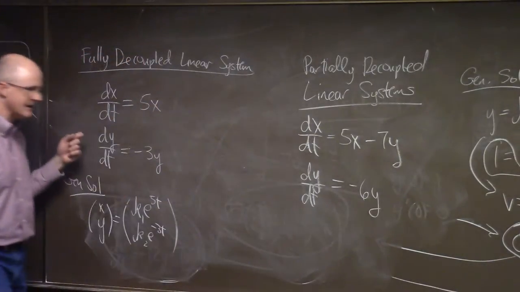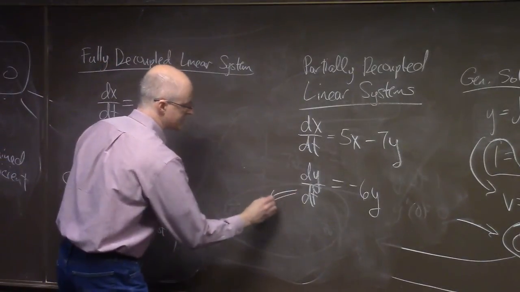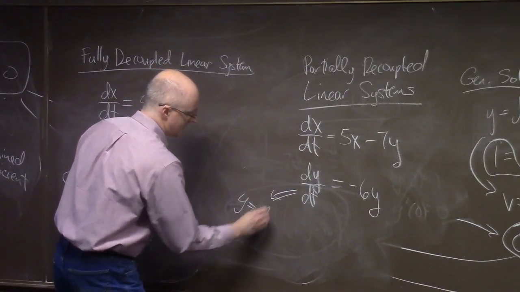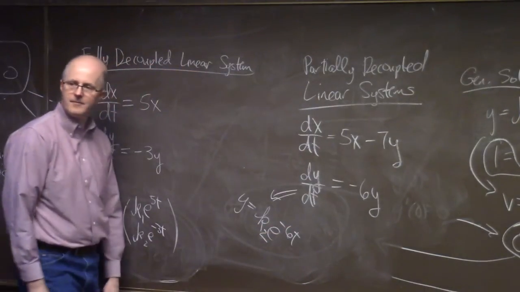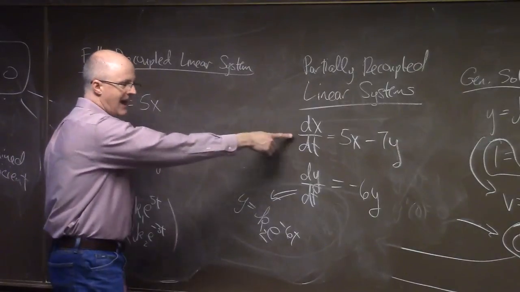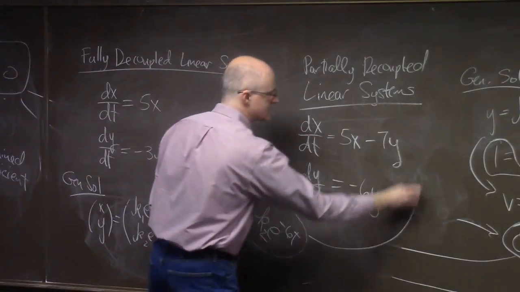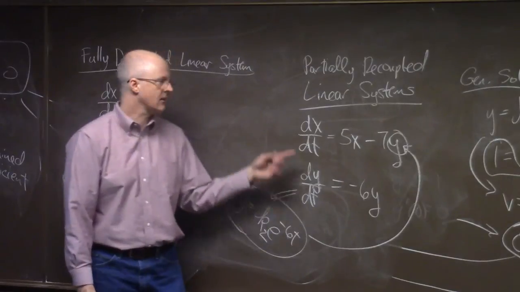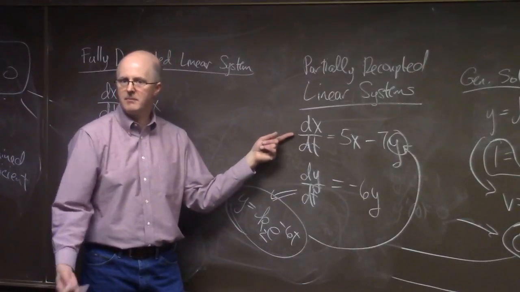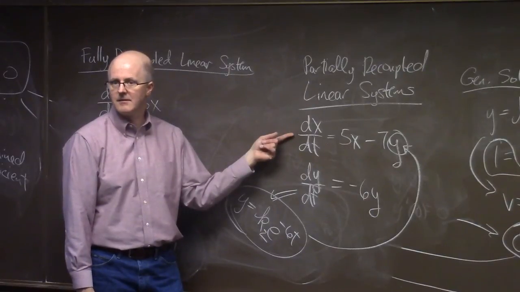This is harder than the fully decoupled case, but not a ton harder. You can, for example, solve for y here, and you call its general solution k2 e to the negative 6t. You can't guess what the answer is for x right away, but you can substitute this back into this equation in place of the y and get a non-homogeneous linear equation that you can solve either with the method of undetermined coefficients or with integrating factors. I won't take the time to do that because we're out of time.